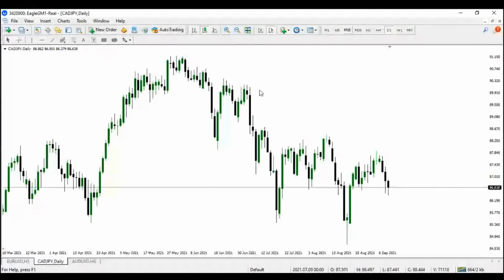Okay. Now that is just the concept of institutional order flow. Once you know the direction, look for trades in that direction. The trend is your friend.